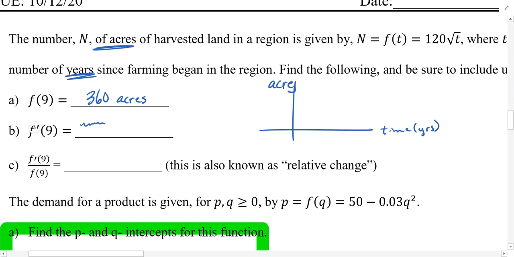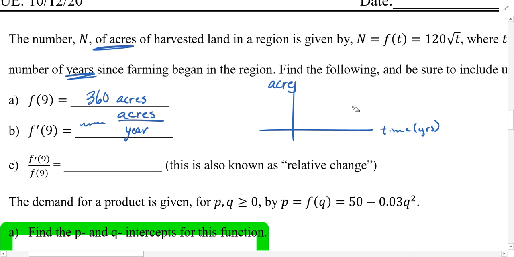So when we talk about a derivative being the slope of a tangent line, we would say that the y-axis unit divided by our x-axis unit would be appropriate. And whatever answer you got for f prime of 9, this derivative evaluated at 9, we would take that number and say that it's that many acres per year that the function is changing.